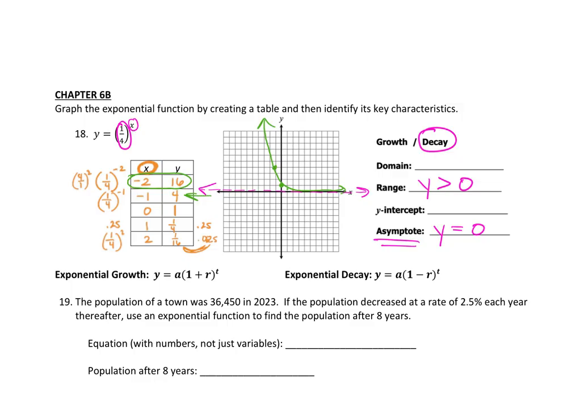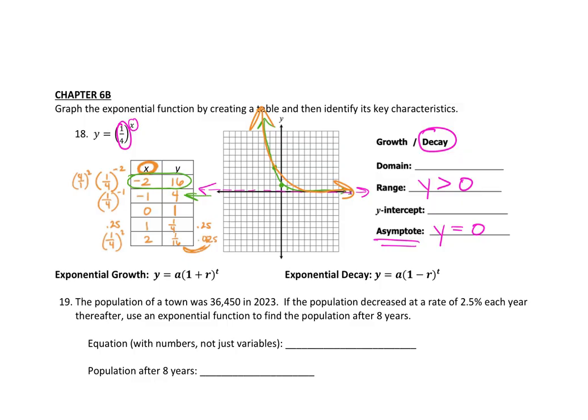Is there another way you can tell if it's growth or decay? How does this help me see that it's decay? It's on its way down. If it's on its way down, it's decaying, right? If it's on its way up, if it's launching up, then it's growth.